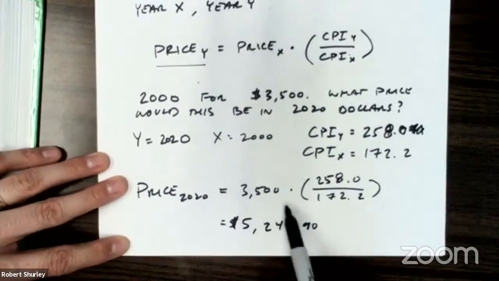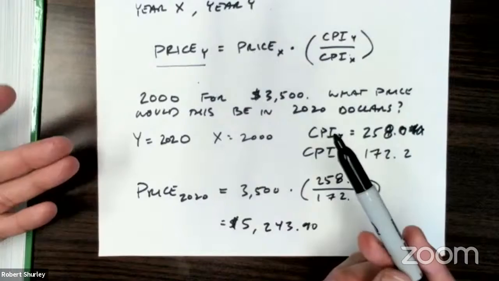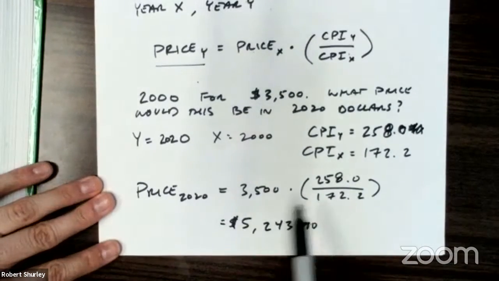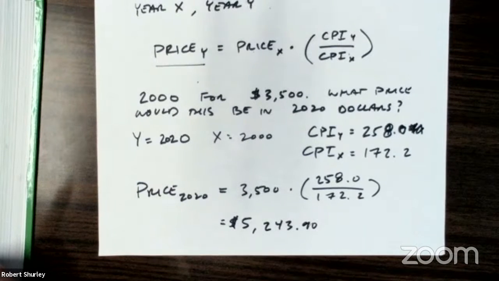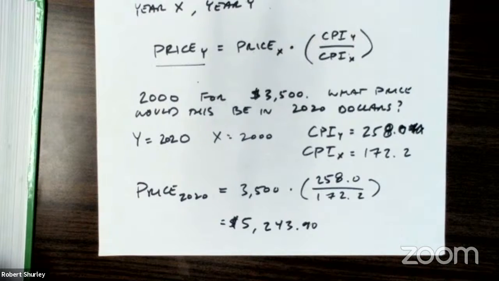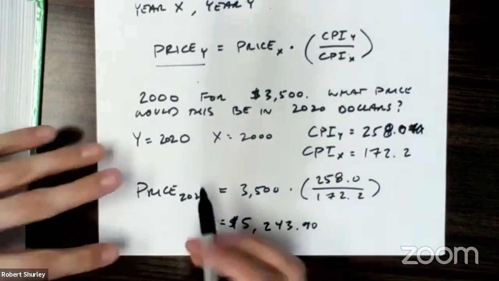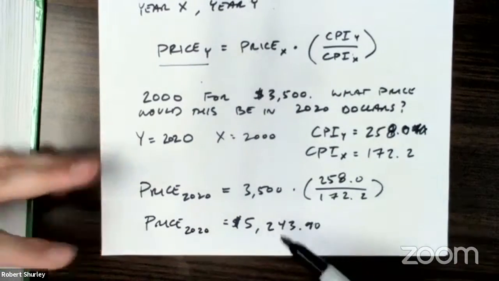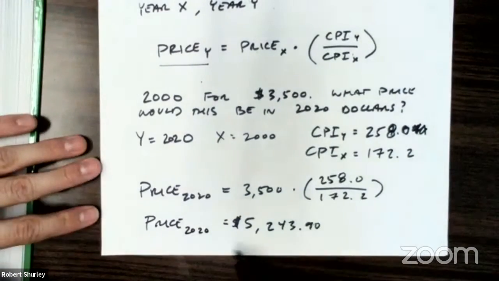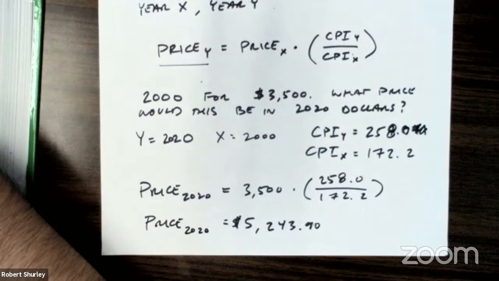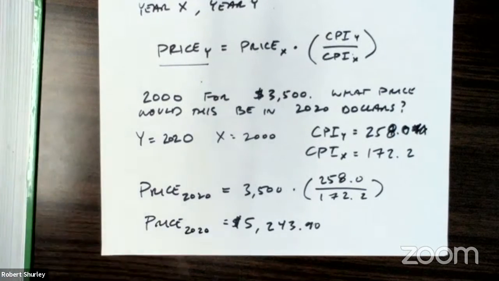So the price of the vehicle for that truck, if you think of it in today's dollars, I'm looking at that truck being valued at $5,243.90. Okay. So in today's dollars, price for 2020, if we bought it today, I should have paid $5,243. Hope that makes a little bit of sense, right? We're just bringing it into today's dollars.